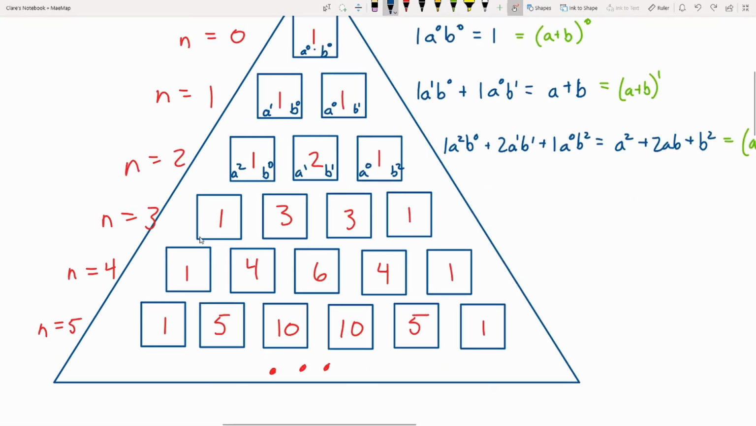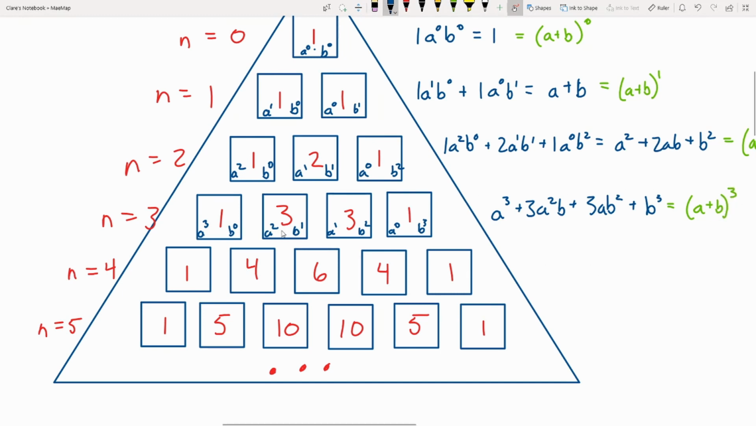So starting with a degree of 3 for a, we have a cubed, a squared, a to the first, a to the 0. And for b, we'll start with b to the 0, go to b to the first, b squared, and then b cubed. Writing this out, 1a cubed b to the 0 is a cubed, plus 3a squared b, plus 3ab squared, plus 1 times a to the 0 times b cubed, which is just b cubed. This is a plus b cubed expanded out.